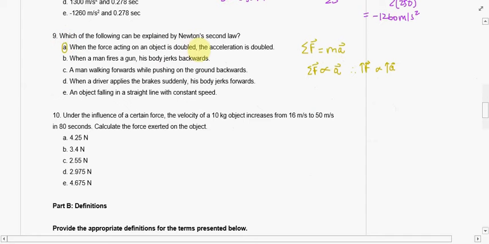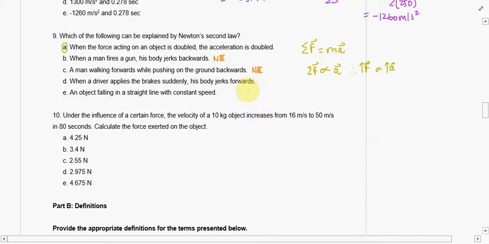When a force acting on an object is doubled, the acceleration is doubled. B, when a man fires a gun, the object kicks backwards. That's just Newton's third law, action-reaction. A man walking forwards while pushing on the ground backwards is Newton's third law, again action-reaction.